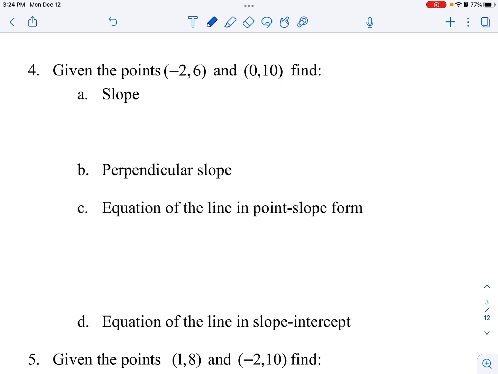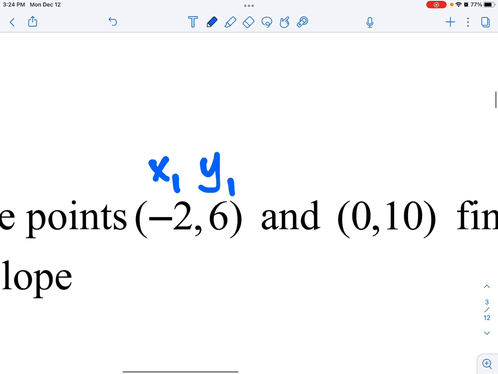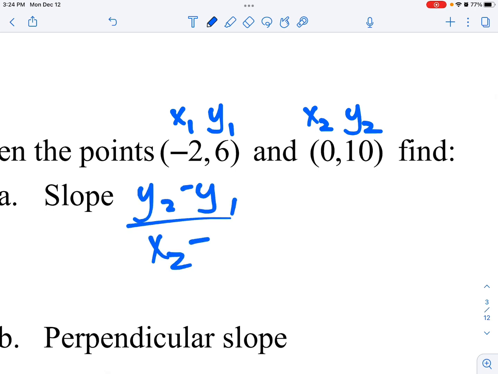But here we have 2 points. And remember, this is my first x and my first y. You know how it's always x, comma, y. But this is the first one. This is the second one. So that's how I'm going to label those, x2 and y2. Okay, so my slope formula is y2 minus y1 over x2 minus x1.